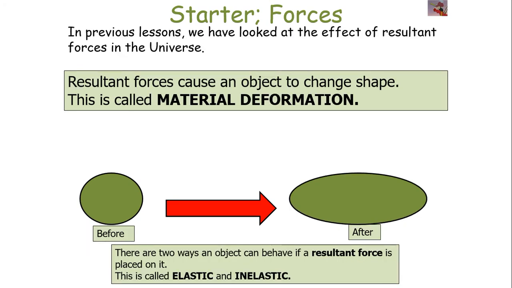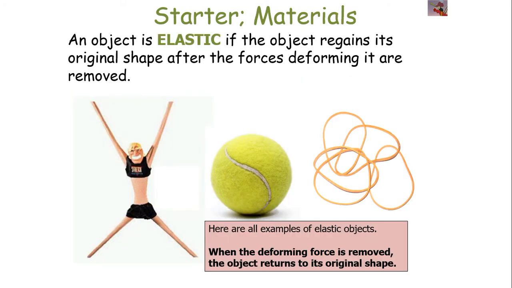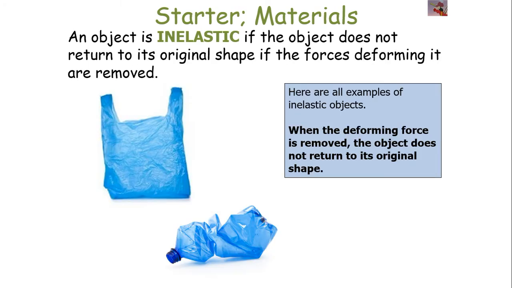Now, there are two ways an object can behave if you've got material deformation being produced by a resultant force. It can act either elastically or inelastically. An object is elastic if the object regains its original shape after the forces deforming it are removed. So when the deforming force is removed from an elastic object, it will return to its original shape. An object is inelastic if the object does not return to its original shape if the deforming forces acting on it are removed. So when the deforming force is removed, the object does not return to its original shape, it stays deformed.